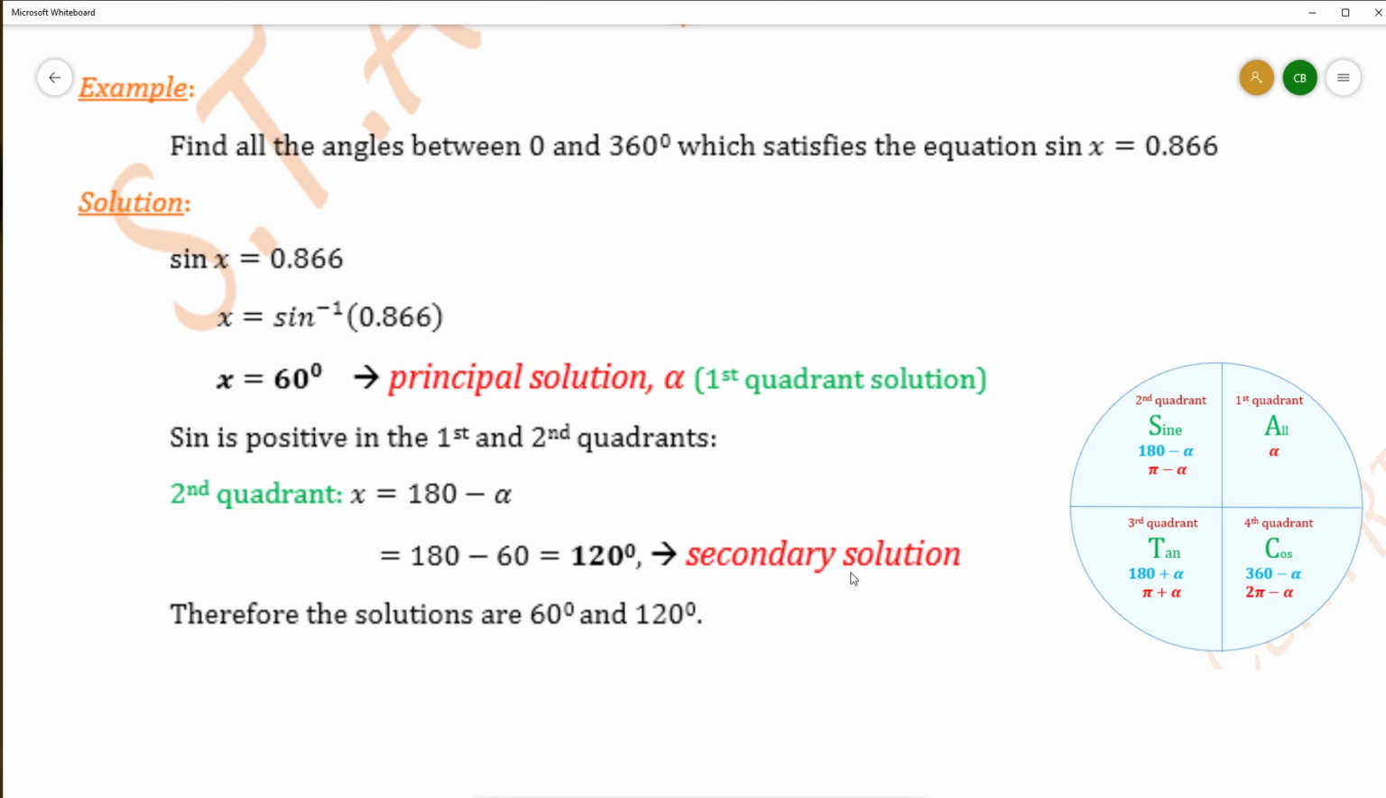So our answers for this part of the question would be x equals 60, which is our first quadrant solution, and our second quadrant solution, x equal 120. Therefore, the solutions are 60 degrees and 120 degrees.